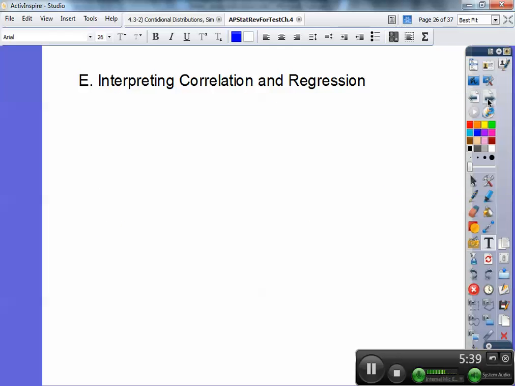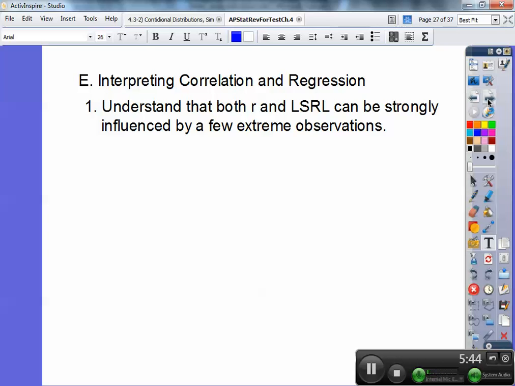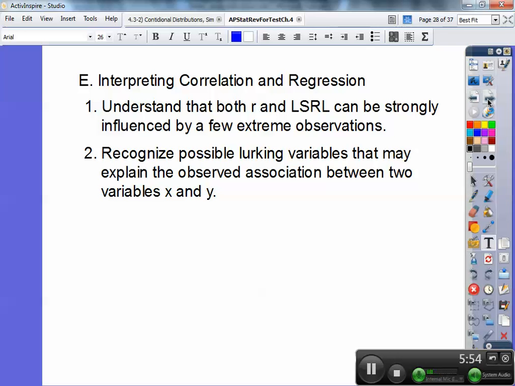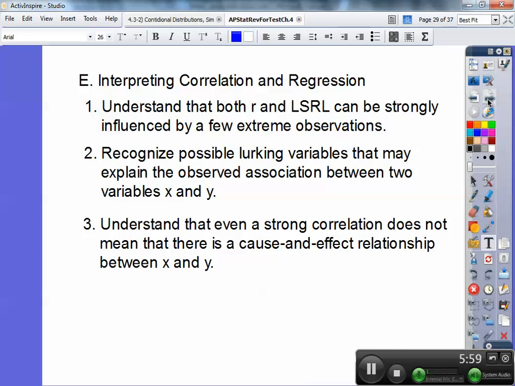So section E, interpreting correlation and regression. We understand that both r and your least squares regression line can be strongly influenced by a few extreme observations, so sometimes we can delete them. Recognize possible lurking variables that may explain the observed association between variables x and y. Understand that even a strong correlation does not mean that there is a cause and effect relationship between x and y. I have a classic homework problem in your homework that goes with this when you return. There's one just like this. You get a strong correlation, but there's no relationship.